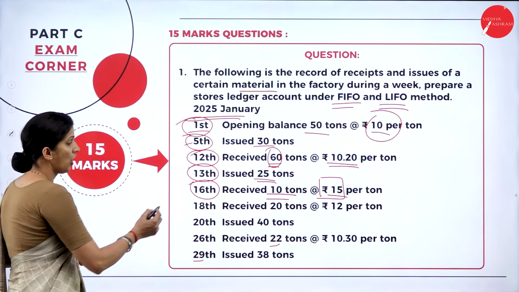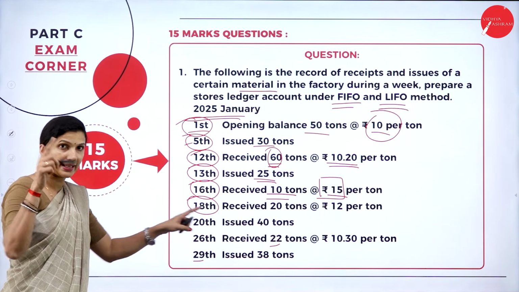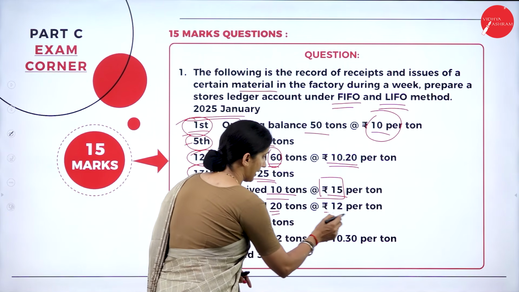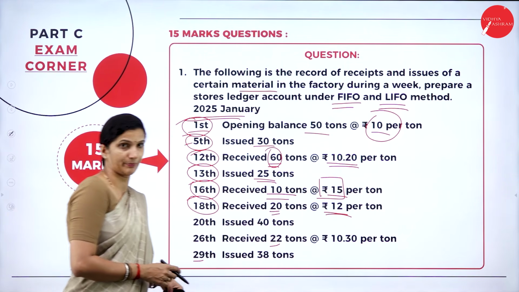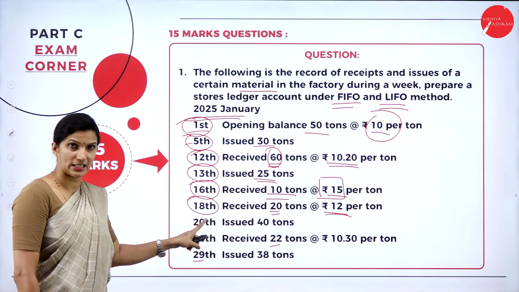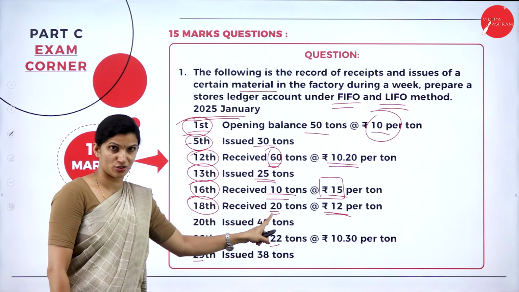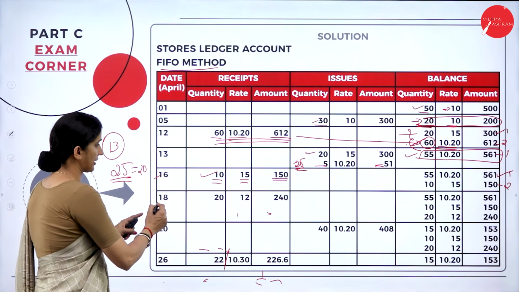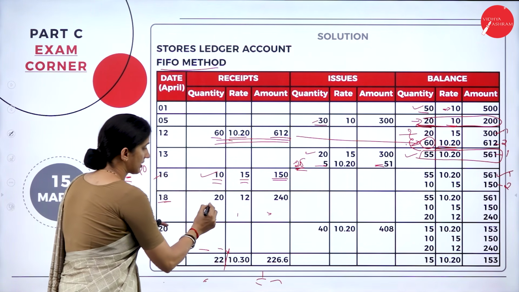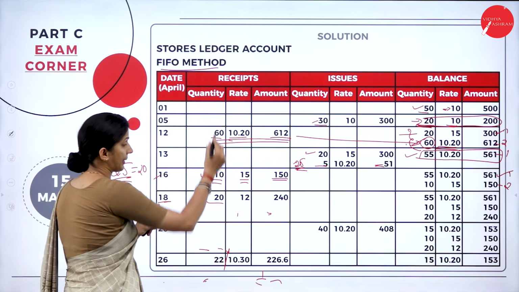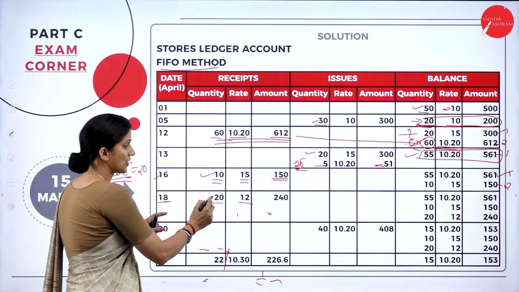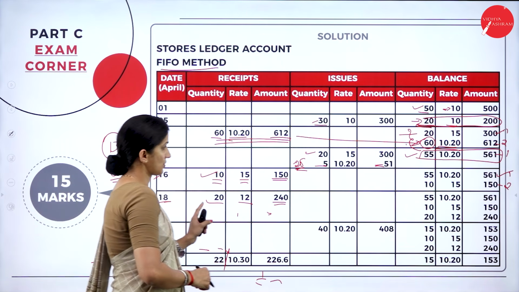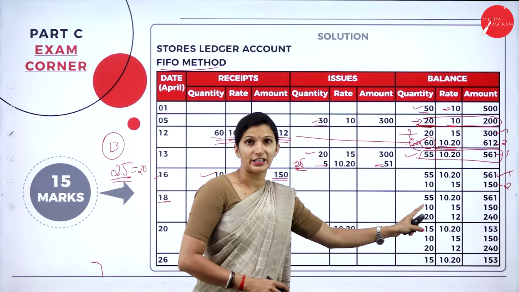Next, see the question. On 18th, again received 20 tons at the rate of 12 per ton. So the date of transaction is 18. The quantity received is 20 and the rate is 12. So on 18th, the quantity received is 20, rate per ton is 12. So 20 into 12 it is 240. So now, what is the balance on 18th?